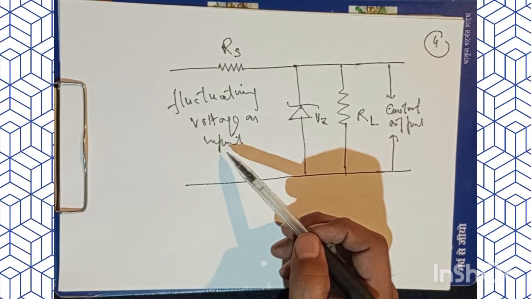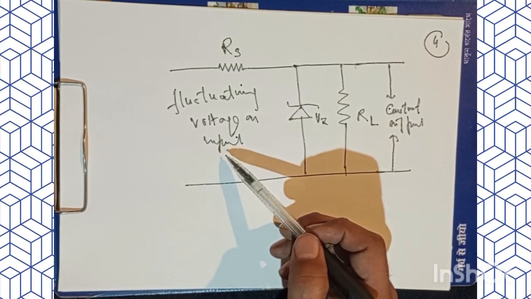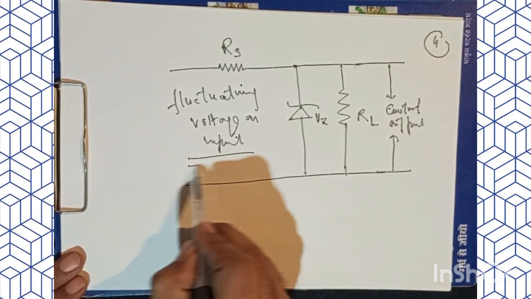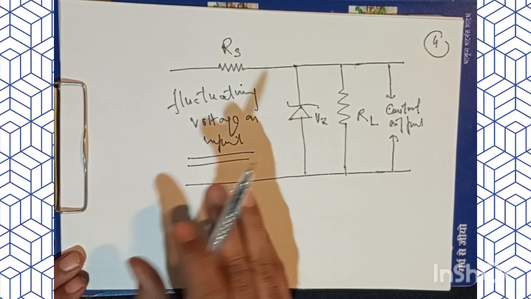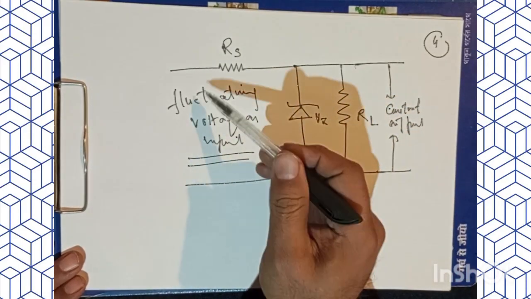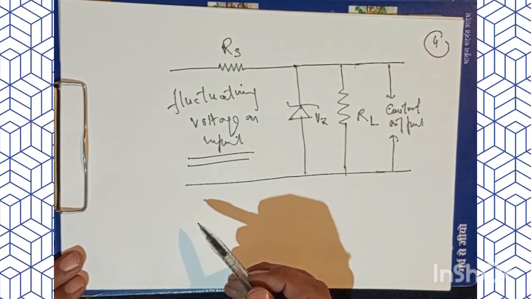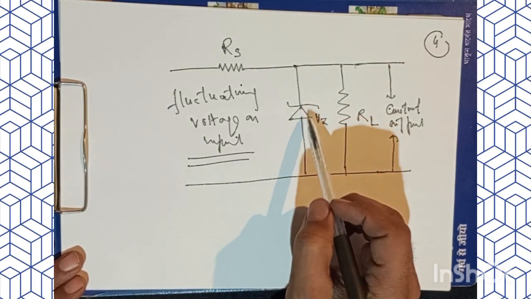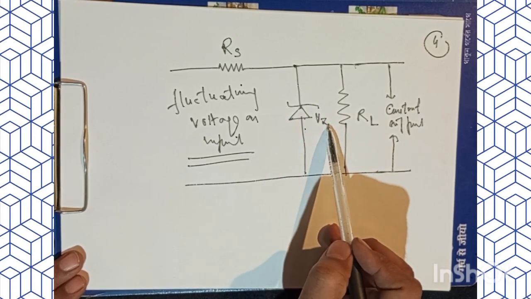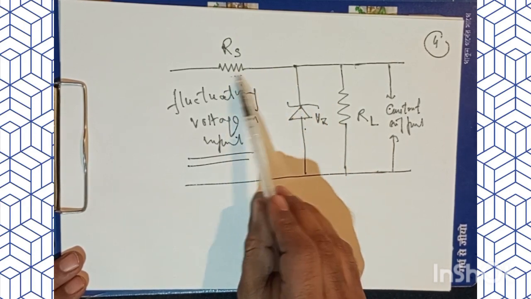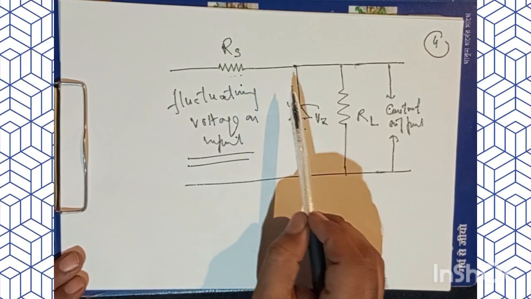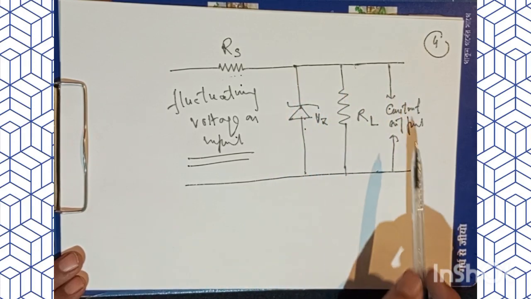And this fluctuating voltage is shown here as the input to this zener diode. This zener diode is connected across this fluctuating voltage source through a dropping resistor of resistance Rs. Here we have a dropping resistance Rs, right? The constant voltage supply is obtained across the load resistance.